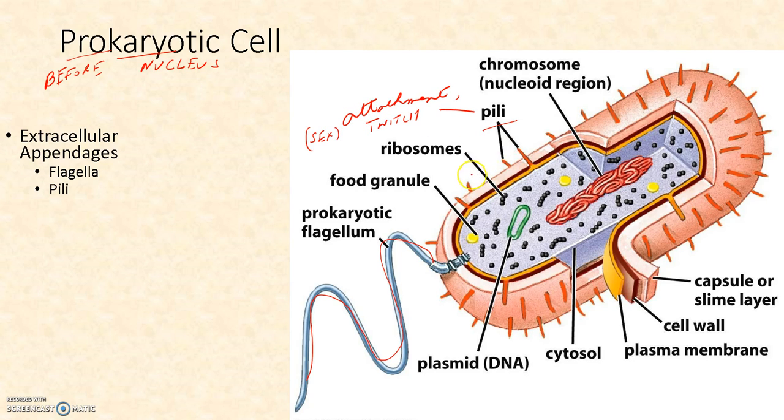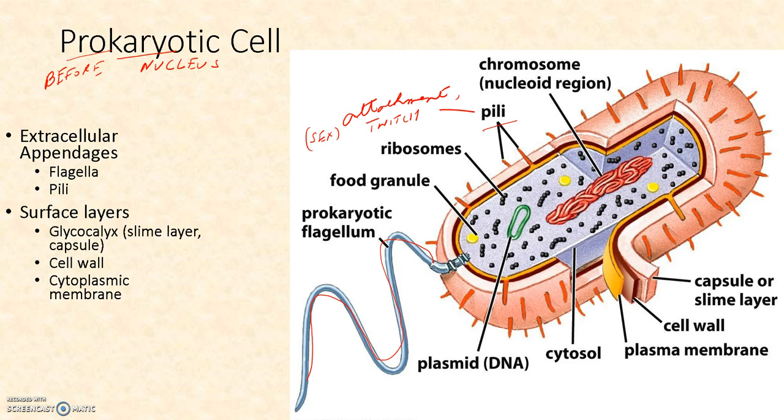The surface layers. Well, the surface layers are the outermost layer, the glycocalyx. The glycocalyx is a thin gel-like layer which surrounds this. It could be a slime layer. The slime layer is very irregular. It is very diffuse. And then there's a firmer layer, which is the capsule, which is more distinct and more firm, more gelatinous.